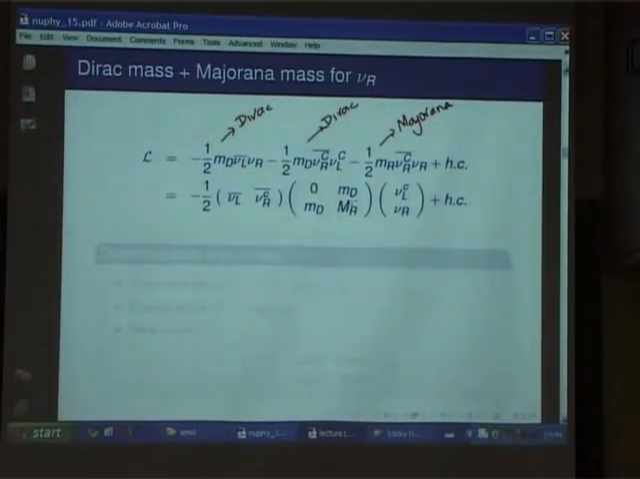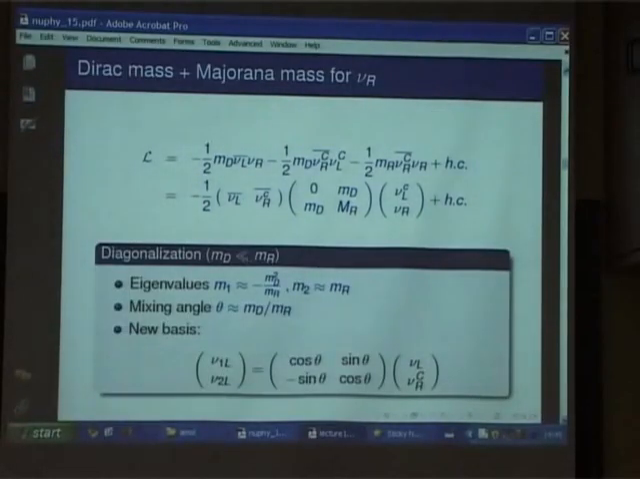For a 2 by 2 matrix, look at the trace. The trace should not change. Then you look at the determinant. The determinant should not change. Usually these two give you the mass eigenvalues. So the sum, the trace, is MR, so the sum should be near MR. The determinant is minus MD square. So you can solve that, in the approximation that MD is much smaller than MR.